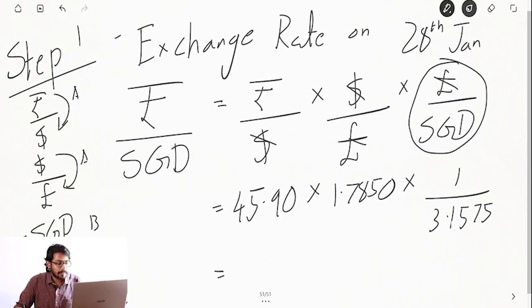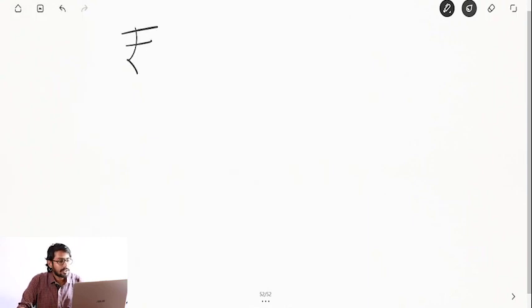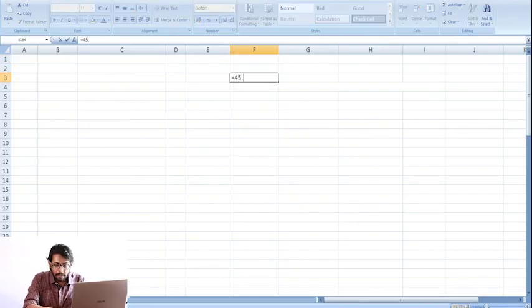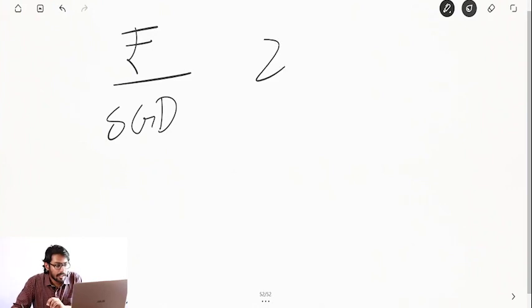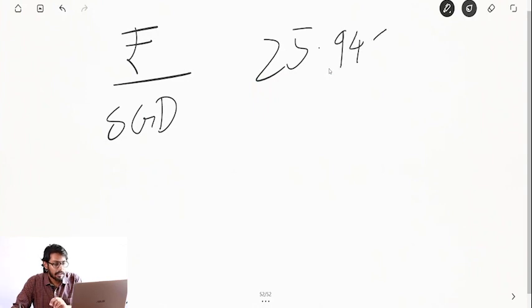So shall we compute what is the rate? I will take it in the next page. The rate as on 28th February is rupee by Singapore dollar. Let's check it out very quickly. That is equal to 45.9 into 1.7850 divided by 3.1575. You will get 25.9482 rupee by Singapore dollar.